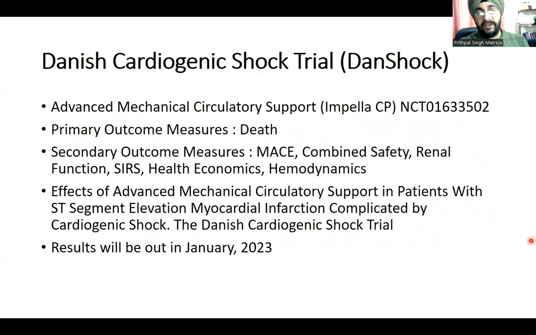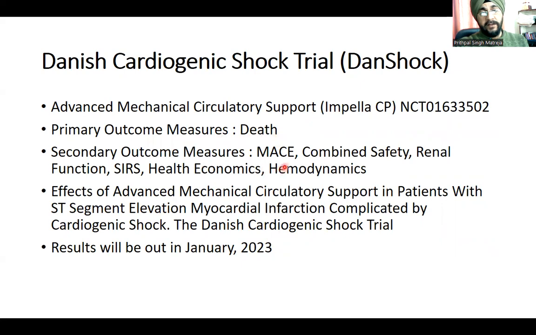Then we have another particular trial that has been quite openly discussed, the Danish cardiogenic shock trial, where they are trying to compare conventional treatment plus placebo with conventional treatment along with advanced mechanical circulatory support, and the result of this particular trial will be out somewhere around June 2023. So the primary outcome of this particular measure is death.